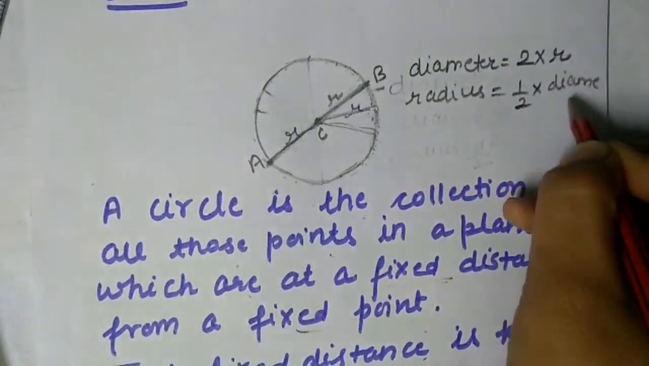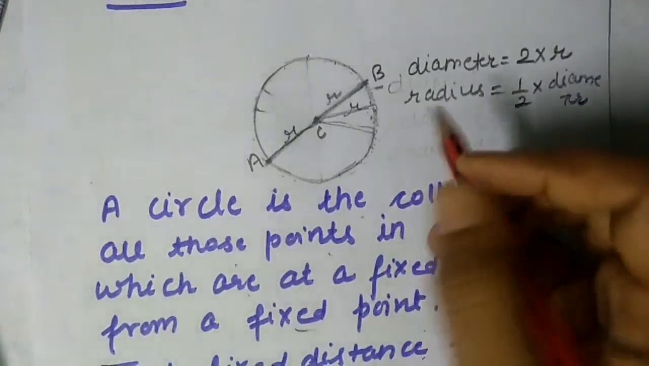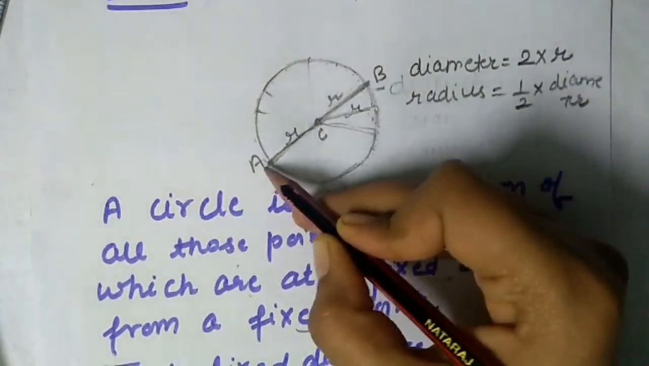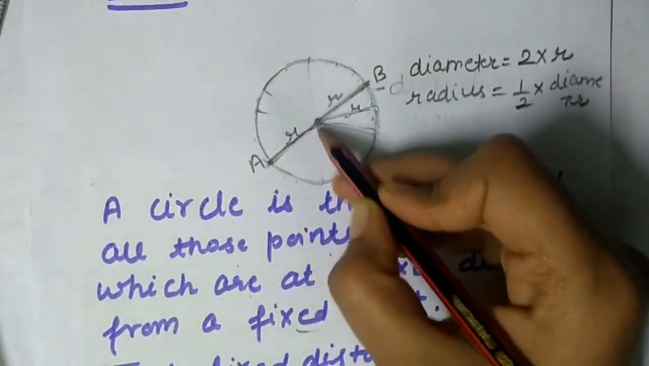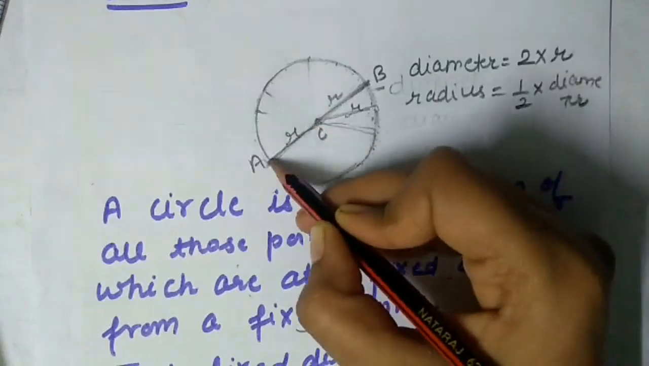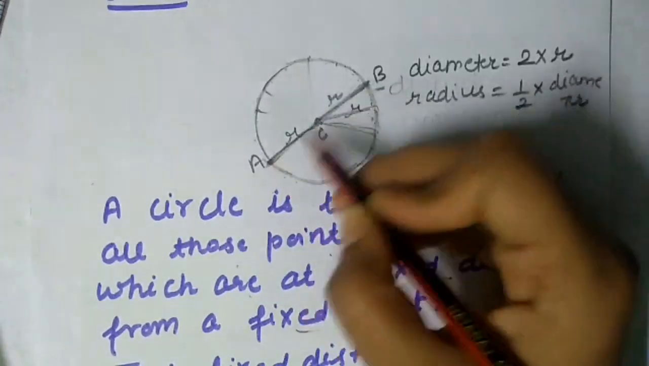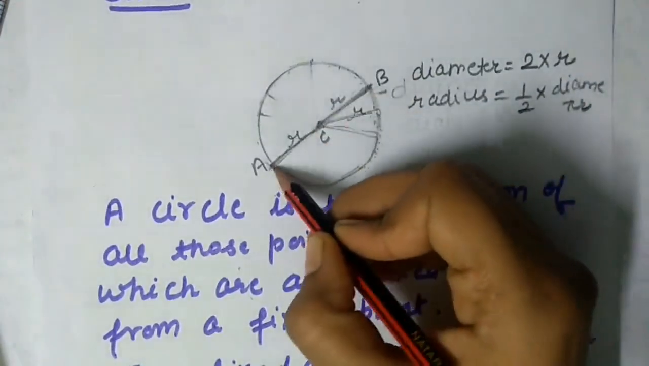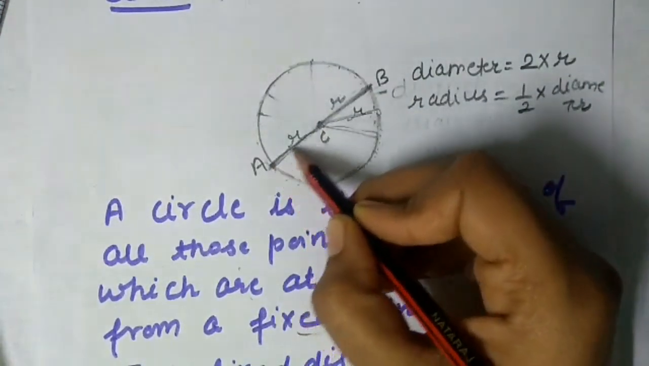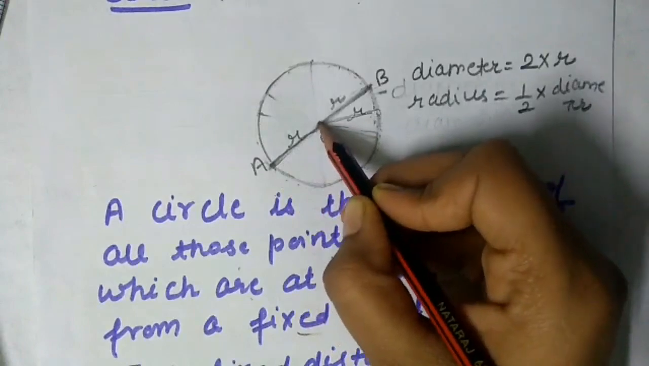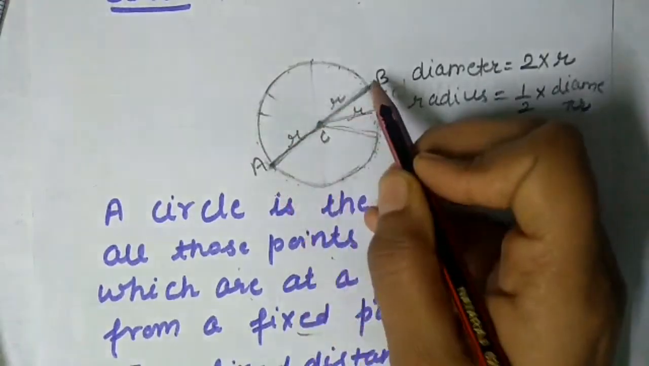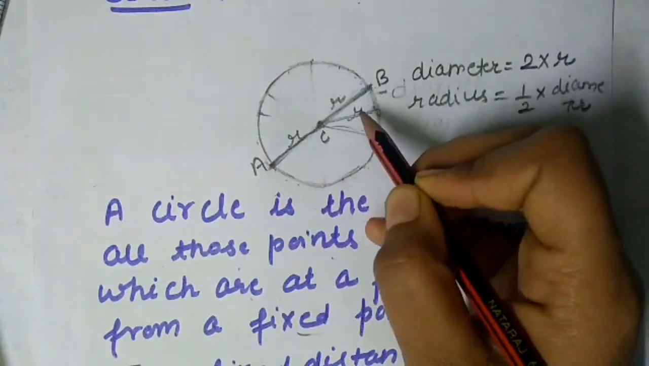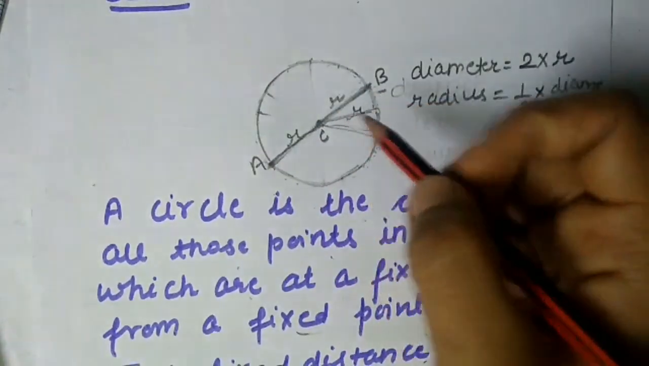Now what do you mean by diameter? Let us understand this. A diameter is a line segment that passes through the center of the circle and touches 2 points of the circle. A diameter is a line segment that passes through the center of the circle and touches the 2 points of the circle. So that line segment is known as the diameter of the circle.